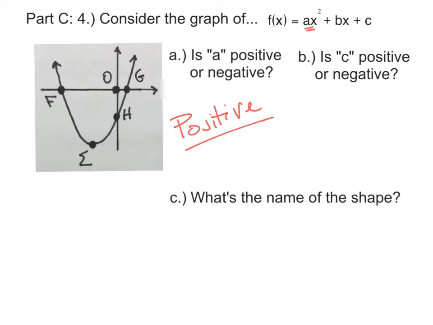Then I ask about c. Is c positive or negative? Well, what part of the graph does c represent? And that is the y-intercept. Since the y-intercept is negative, that means that c is negative.